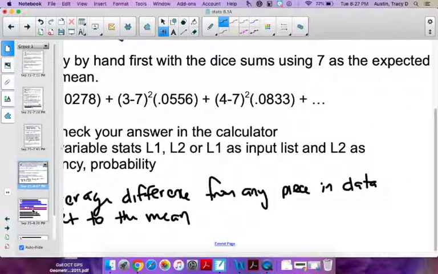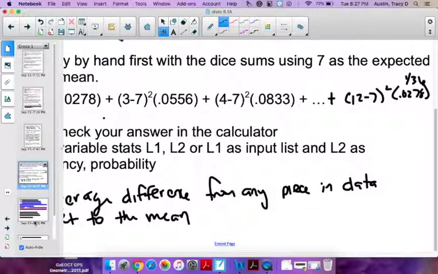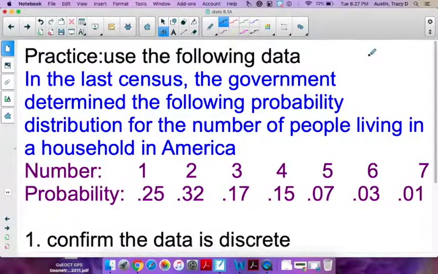And I expect you to use your calculator for this. Showing setup like this is fine, and then you get to the end and you do the 12 minus 7 squared times 0.0278, or you can write it as 1 out of 36. And again, this is just showing the setup so that you can prove that you know what it is that you're trying to calculate.